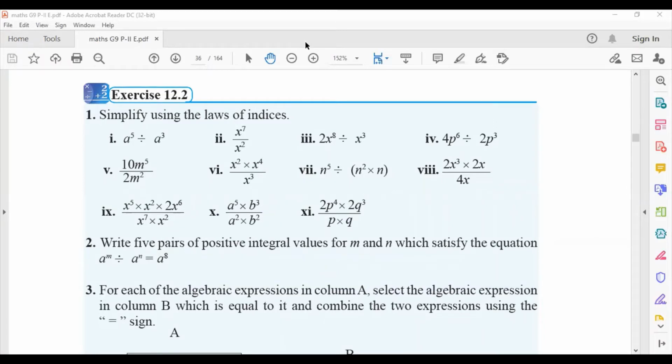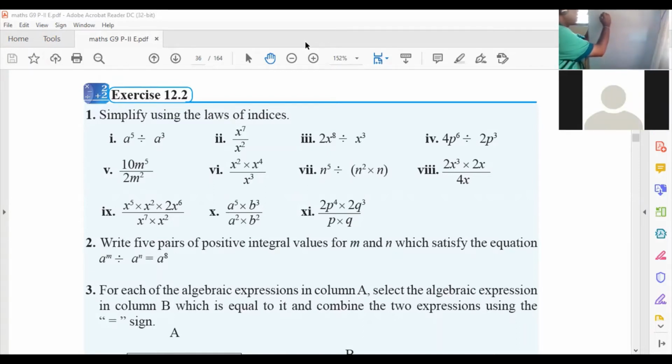Two laws of indices. What are they? I will explain on the board. There are two laws of indices we discussed up to now. A to the power m multiplied by a to the power n: when multiplying same bases, indices should be added, a to the power m plus n. When dividing same bases, a to the power m divided by a to the power n, indices should be subtracted. Those are the laws of indices we discussed up to now.